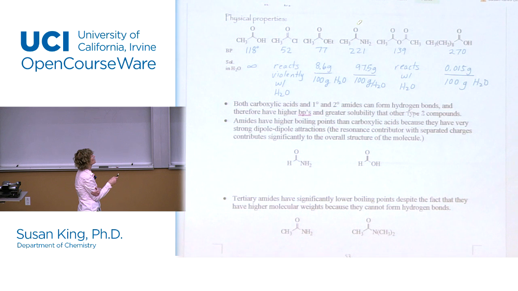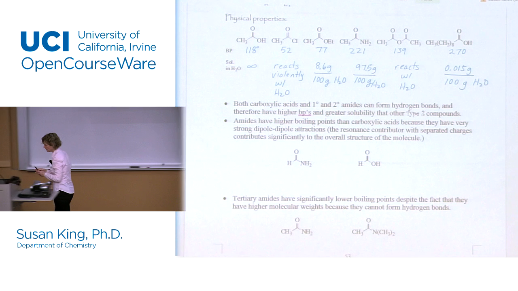Why does this one have such an enormous boiling point here? Why is that so much higher? Does an amide form hydrogen bonds as strong as a carboxylic acid? No. So why is this so high? It has an extremely large dipole moment, that molecule. Okay? We're going to talk about that coming up. It has a very large dipole moment. That's why it's so high.